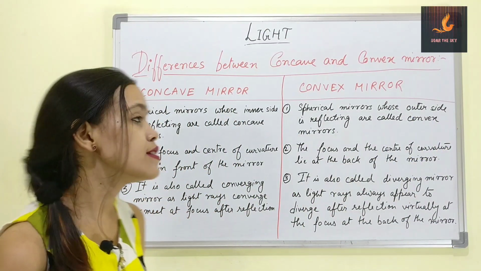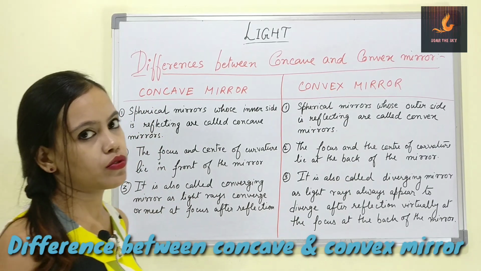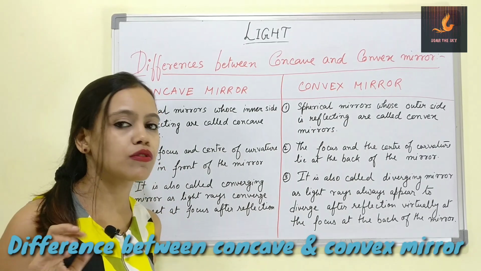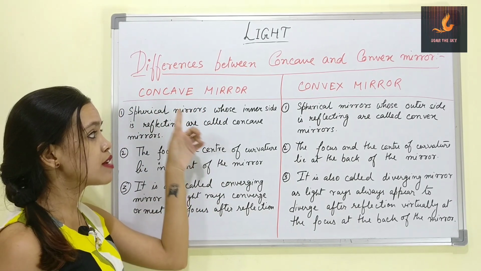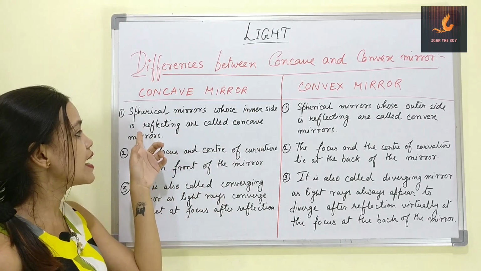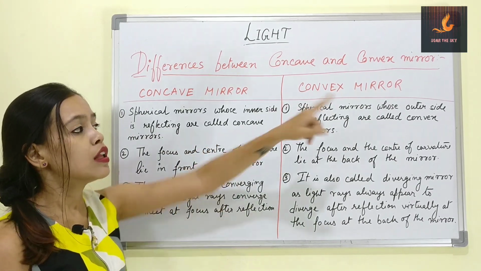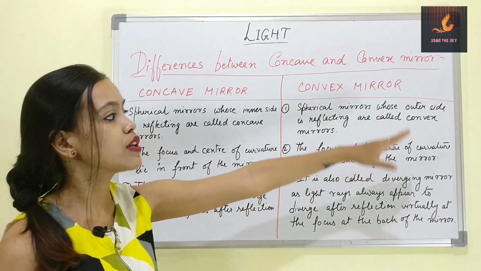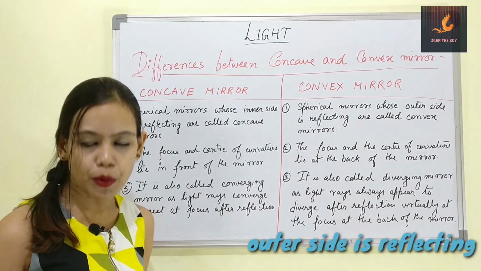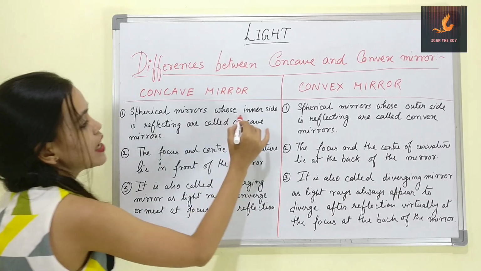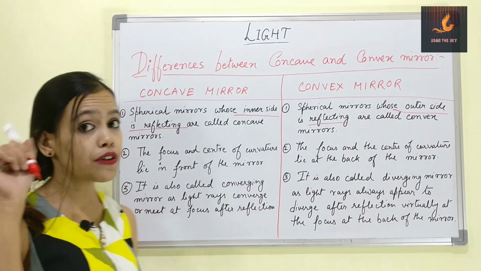What are the differences between concave mirror and convex mirror? There are several points of difference because they are exactly the opposite of each other. The first point of difference is that concave mirrors are spherical mirrors whose inner side is reflecting. This is the definition. Convex mirrors are spherical mirrors whose outer side is reflecting. So the important point to be taken care of is inner side reflecting and outer side reflecting. That is the first point of difference.